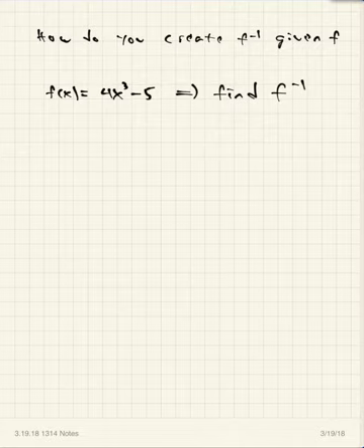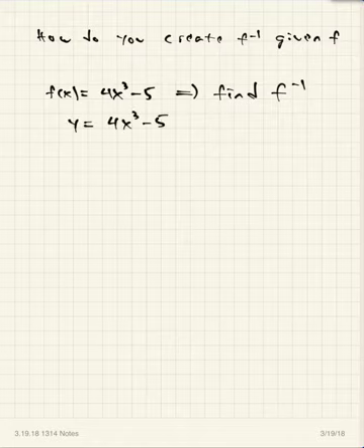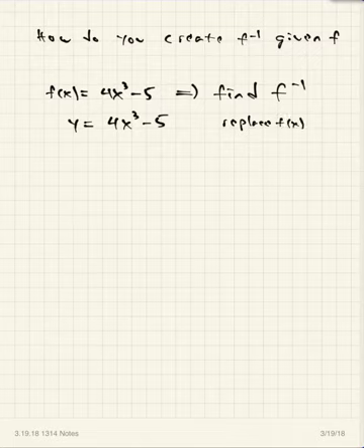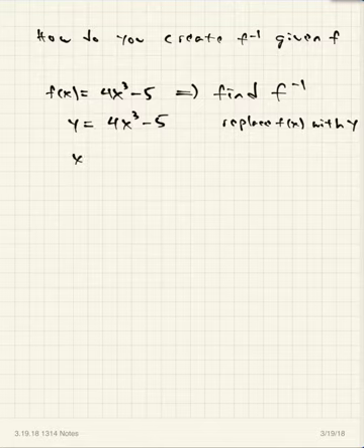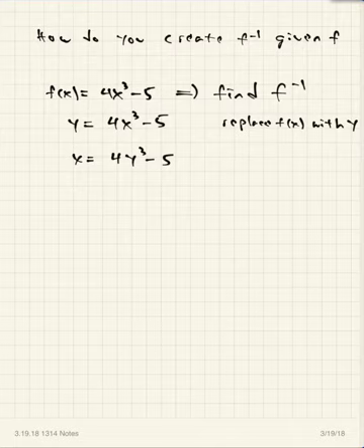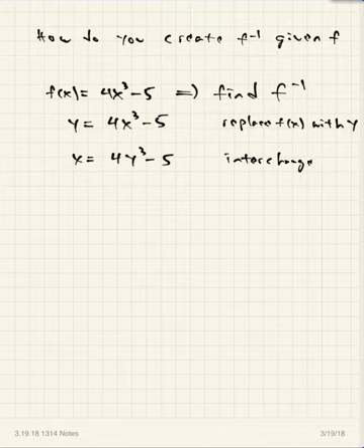All right, so to find f inverse, you're first going to rewrite the function. Instead of function notation, you just replace f of x with y. And then you do what inverses do. Inverses switch x and y values. So you literally interchange x and y, because that's what inverses do.